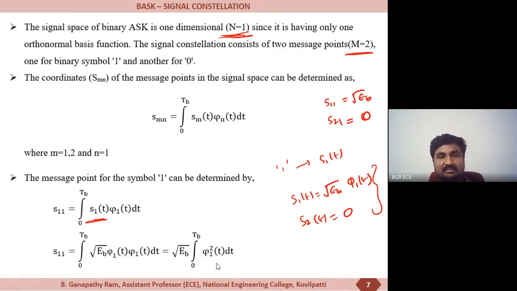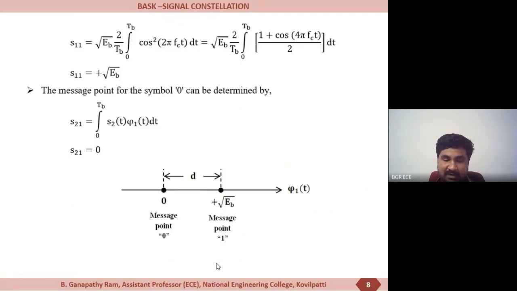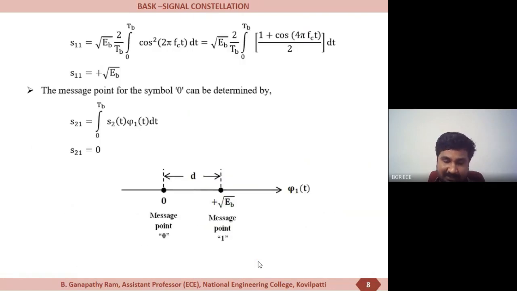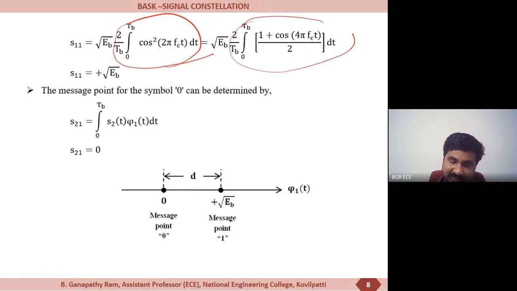And phi 1 of t is the orthonormal basis function. This integral is the energy of the orthonormal basis function. We know that the energy of the orthonormal basis function is 1. It is briefly derived here. If you take the derivation, you will have these two terms. So this will become 1, since it has unit energy.